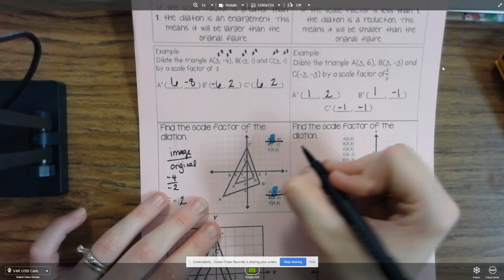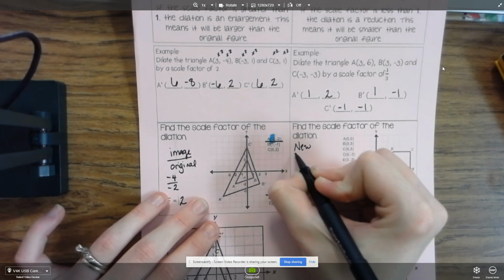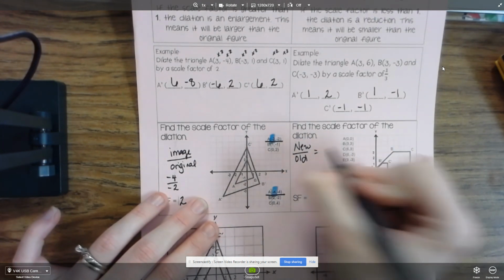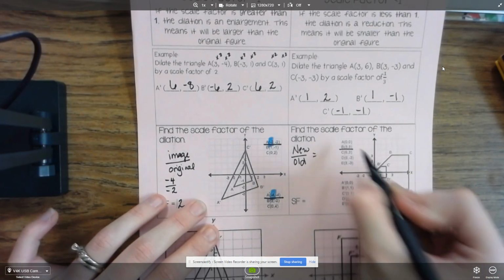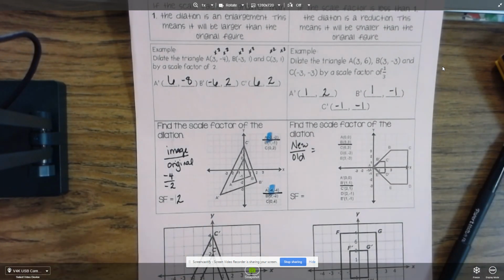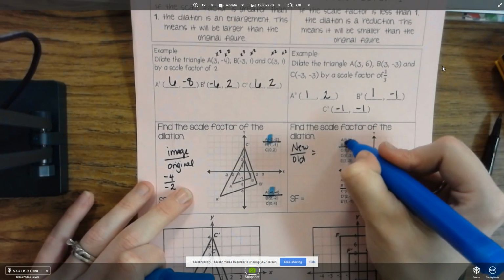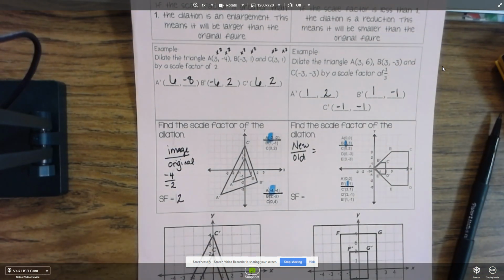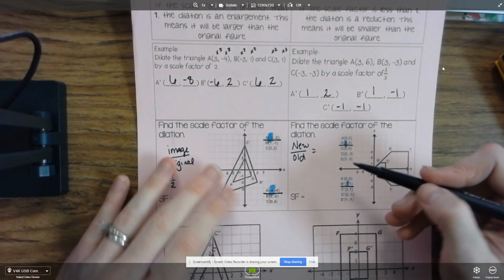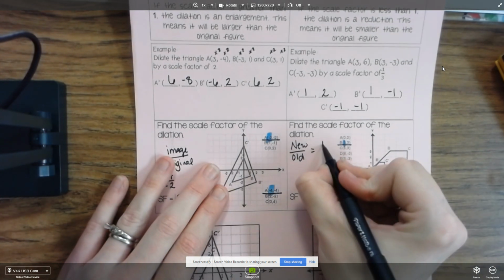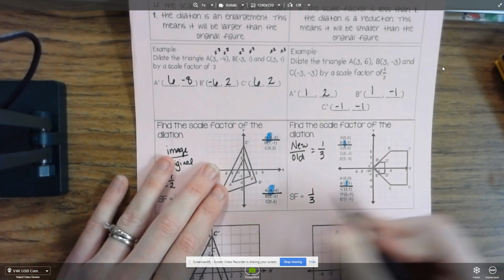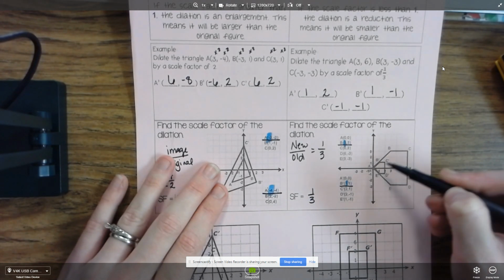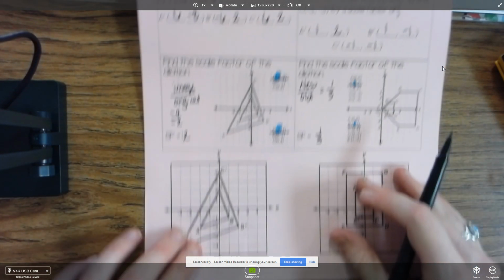So same thing, new over old. I don't ever like messing with the zeros. So let's look at B. And then we're just going to look at the x values. So here I've got a 3, and here I've got a 1. So the new is the 1, the old is the 3, and so that's my scale factor, 1/3. And if you look at the picture, it does get smaller.